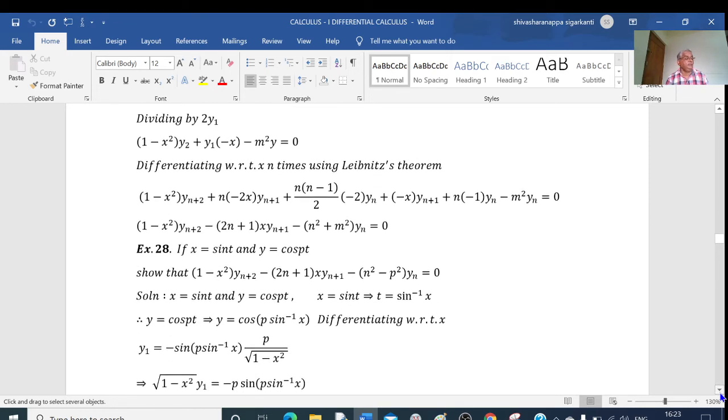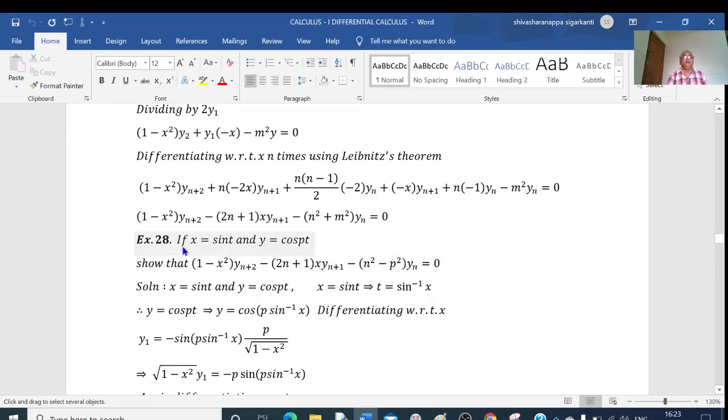Next example. If x equal to sin t and y equal to cos of pt, where p is a constant quantity, show that 1 minus x square into yn plus 2 minus of 2n plus 1 into x into yn plus 1 minus of n square minus p square into yn is equal to 0.